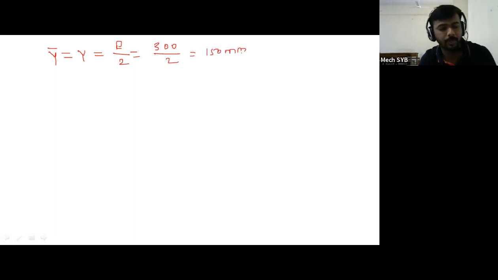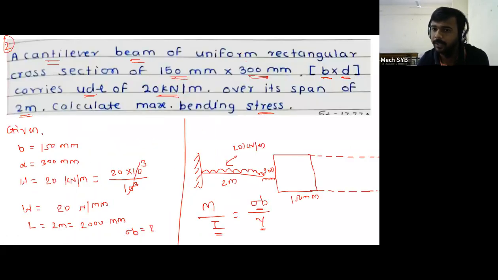Okay, then y bar is equal to y is equal to capital D divided by 2. So 300 divided by 2 is equal to 150 mm. So now by locating this 150 mm on the figure, can I say that the section is symmetrical about the x axis? So draw the neutral axis position.